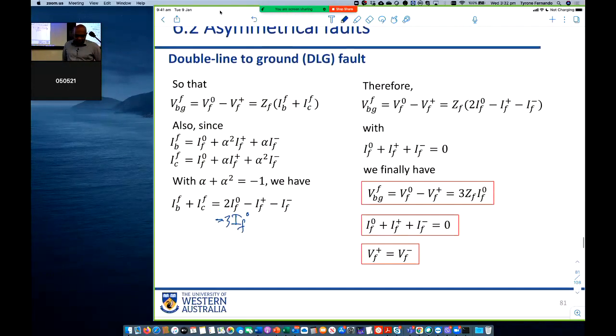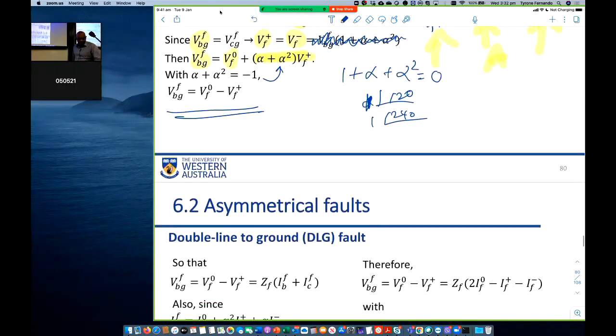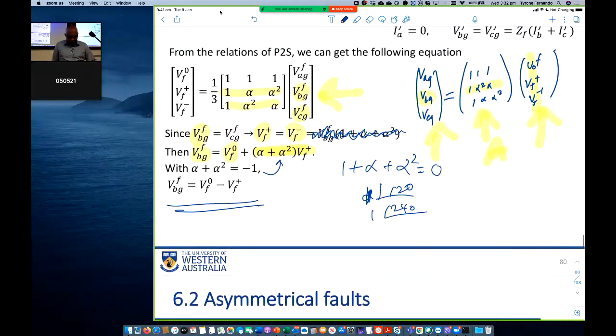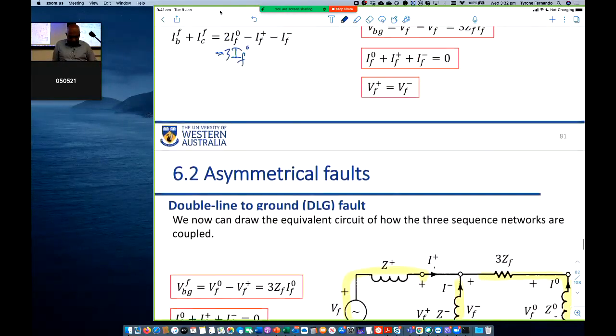So what do we have? This section there, I deleted that. There's some typo there. Right. So what do we have for double line to ground fault? For double line to ground fault, we have this equation, right? Now we also have IBF and ICF, okay, let's have a look.